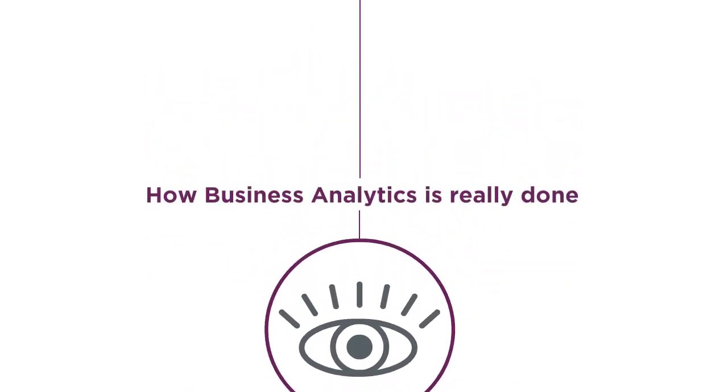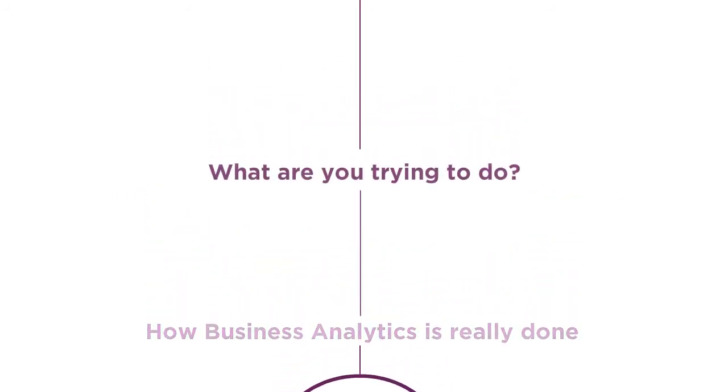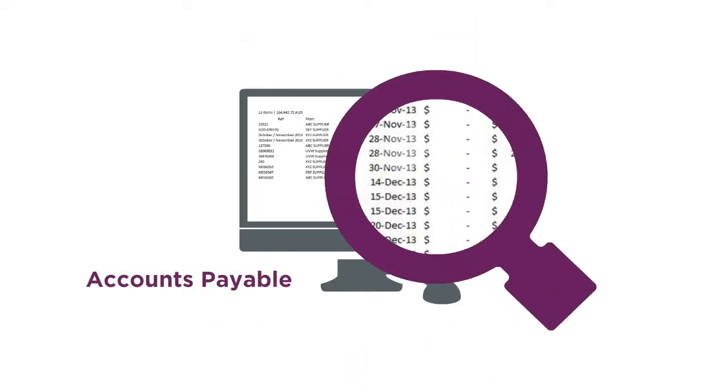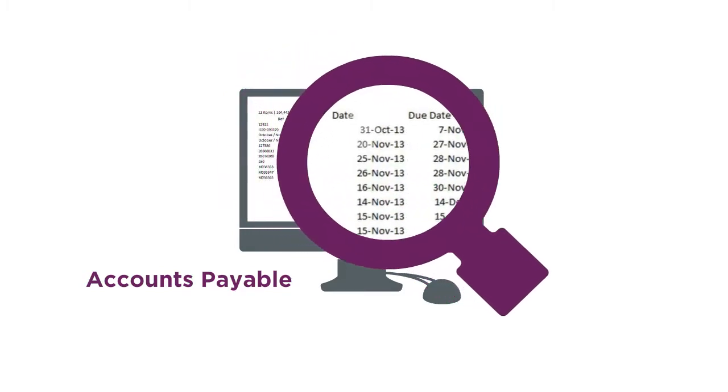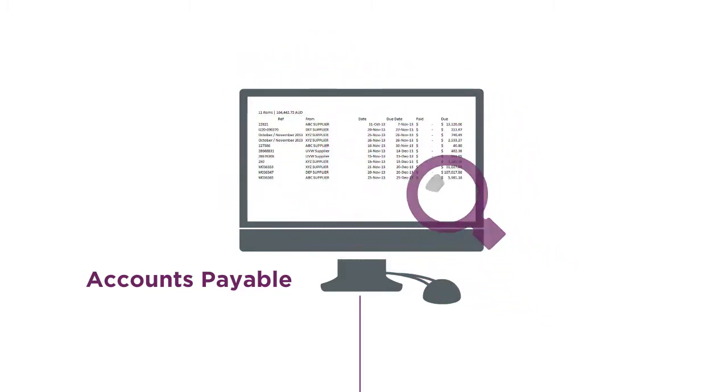Let's take a look at how business analytics is really done. The first question to ask is, what are you trying to do? Let's explore an example. Say you wanted to analyse accounts payable transactions to measure compliance and to gain the true picture of your supplier relationships.